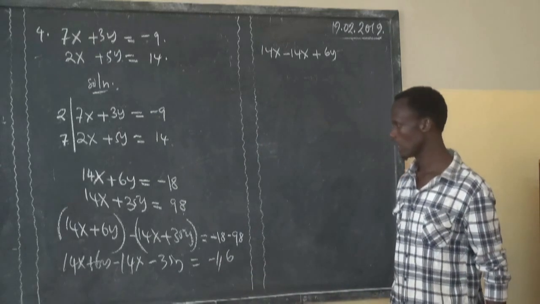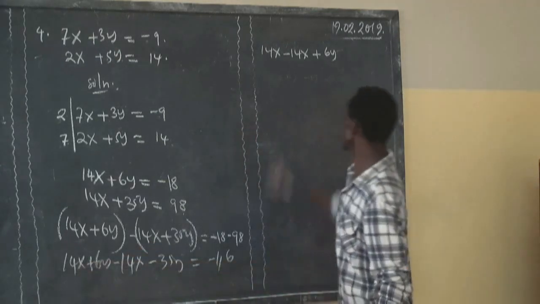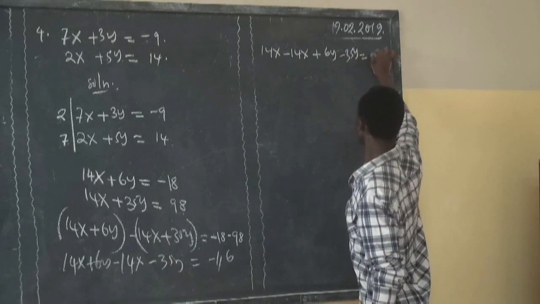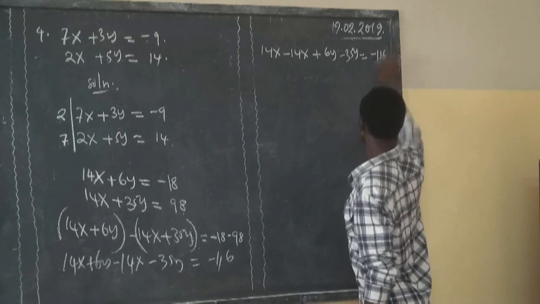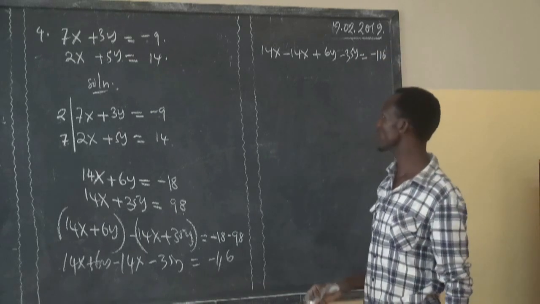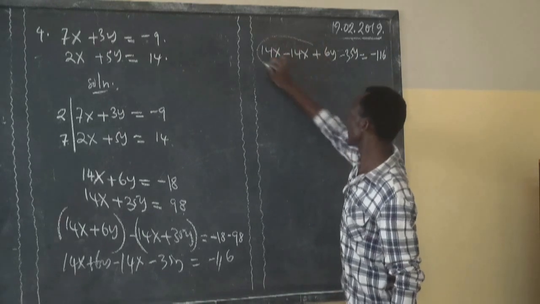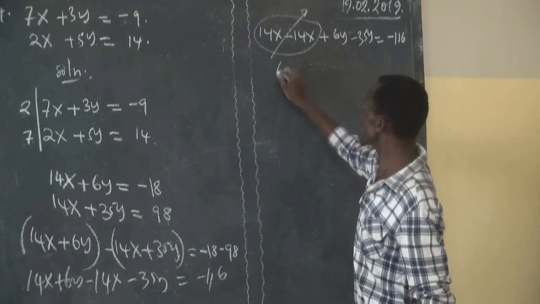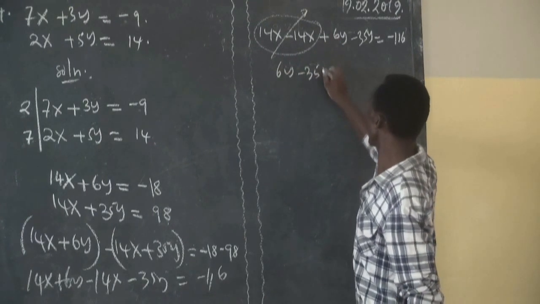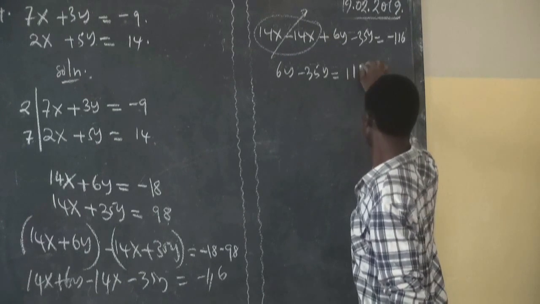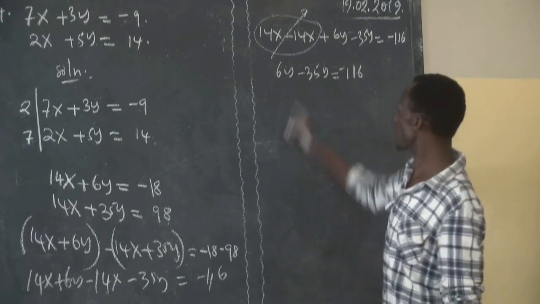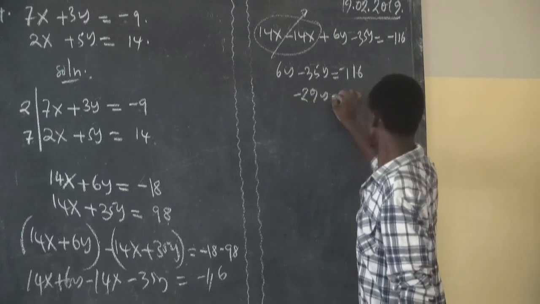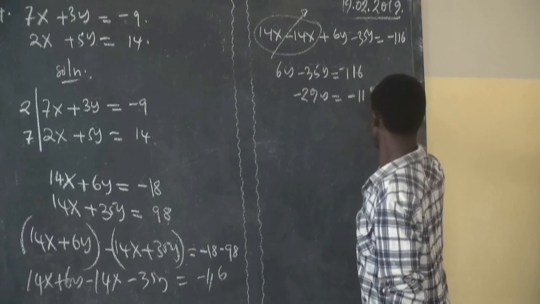Now, if that is the case, you collect the like terms, and that is what I've written here. Then, 6y minus 35y is equal to negative 116. Therefore, automatically, we don't have x. X is eliminated. Then you remain with 6y minus 35y is equal to negative 116. It is from here now you get negative 29y is equal to negative 116.